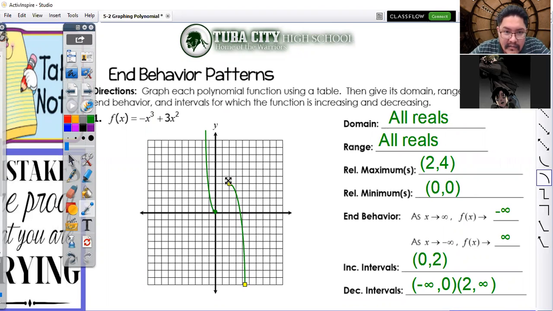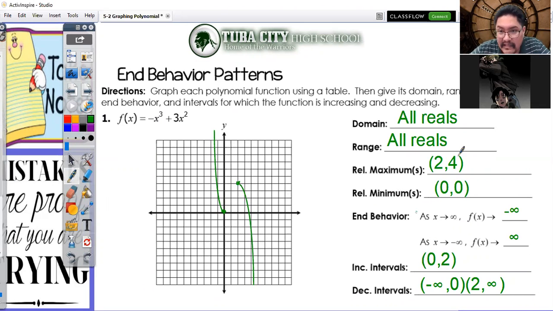So I did my minimum and my maximum, because again, I have it already here. So over 2, up 4 is my maximum, 0, 0 is the minimum. And again, we're having an increasing interval from 0, that's this here, to 2. And we have a decreasing interval, and those are the first 2 that I drew. Those are the ones that are going down. So those are my 2 values going down. Okay, so there we go. That is the first one.